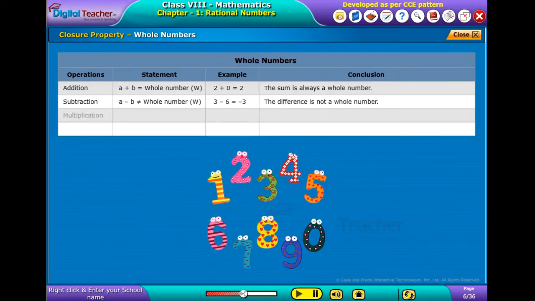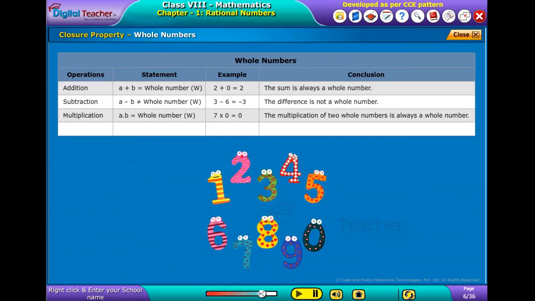Under multiplication, it states that the product of two whole numbers is again a whole number. For example, product of 7 and 0 is again 0, which is a whole number. It concludes that the multiplication of two whole numbers is always a whole number.